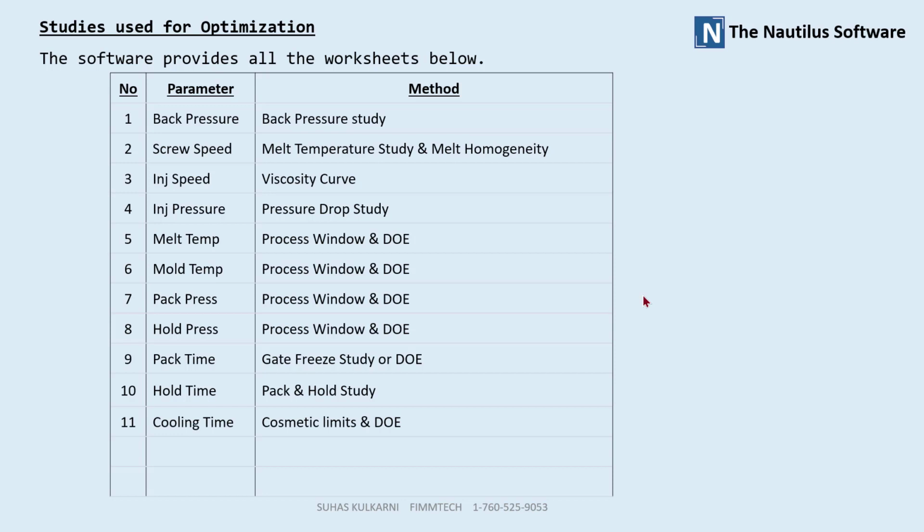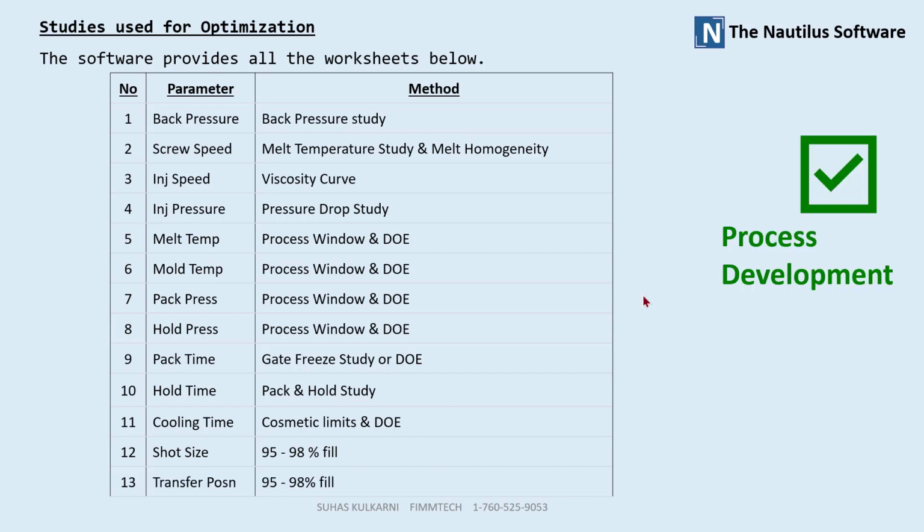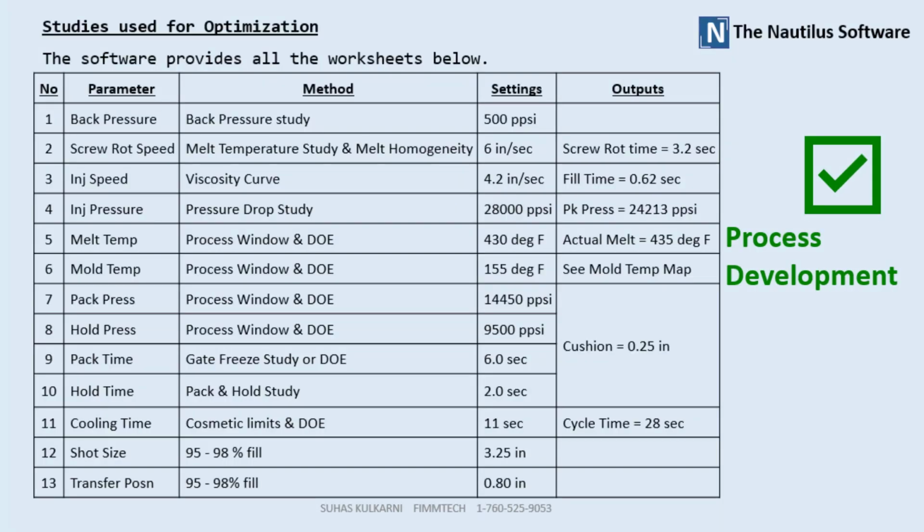The cooling time is set by cosmetic limits, and a DOE. Shot size and transfer positions are usually set to about 95 to 98% fill in the injection phase. The software provides all these worksheets and a way to document this molding process.